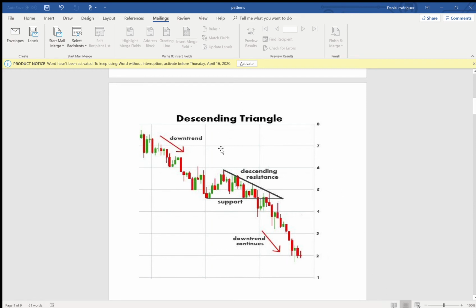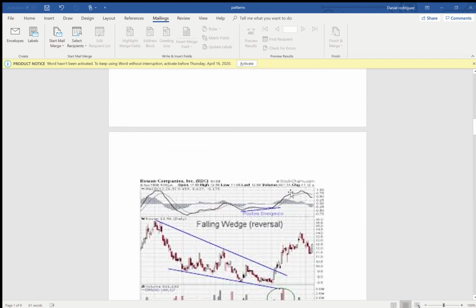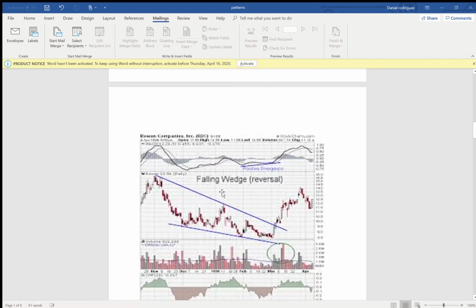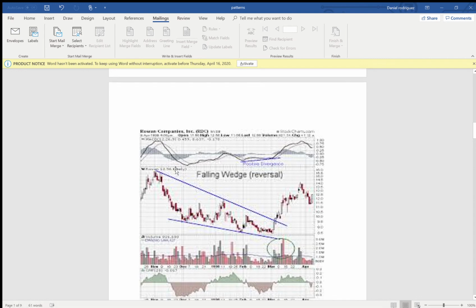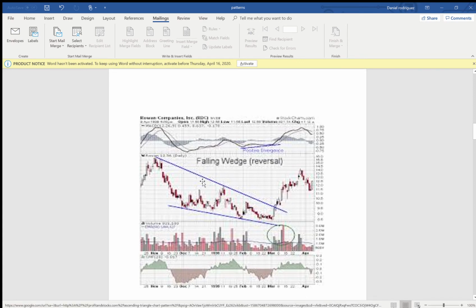So that's the ascending triangle, the opposite of ascending. A falling wedge, the reversal. Honestly, when I see a falling wedge, I'd rather play the reversal than play the channel or the falling wedge, basically. The reason is that I feel when the wedge becomes so tight, it explodes.